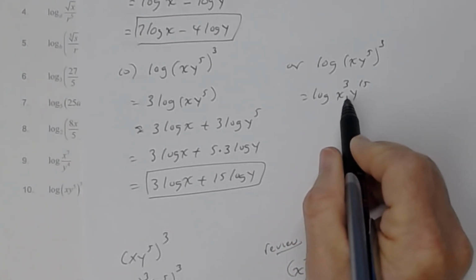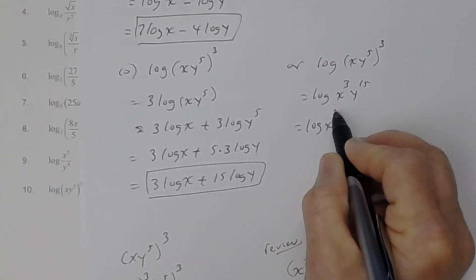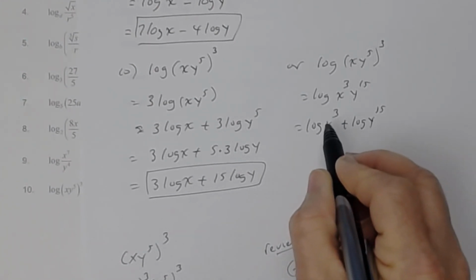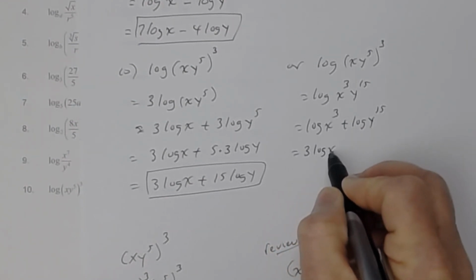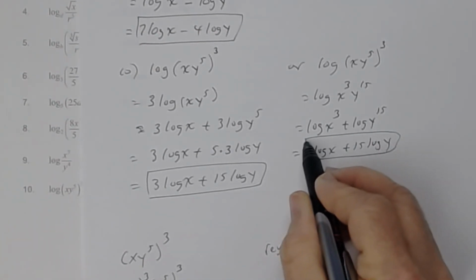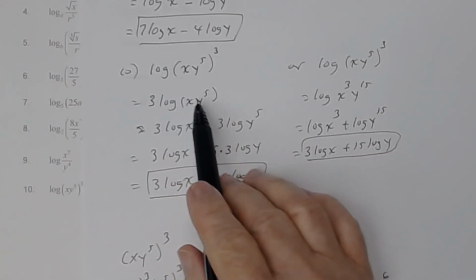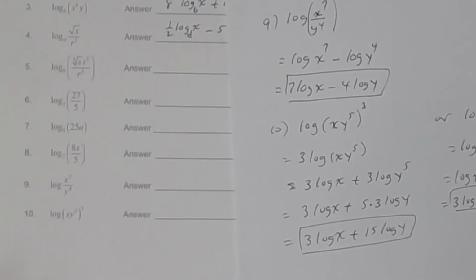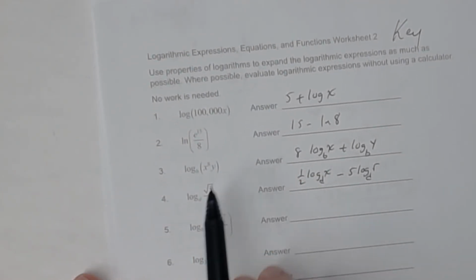And then I take the log, and I'm going to use the product rule now. It becomes the log of x cubed plus the log of y to the 15th. And then using the power rule, this becomes 3 log x plus 15 log y. And notice, regardless of which approach I used, either this or this, most students would probably use this approach here, you get the same answer. Okay? All right, so that was it. So that is the key to the worksheet on expanding these logarithms.